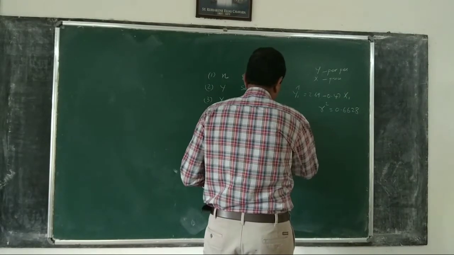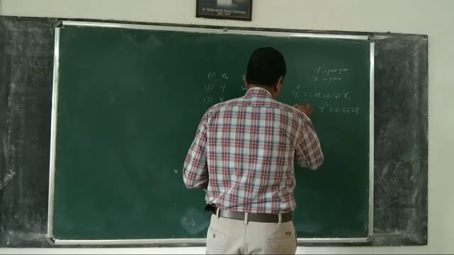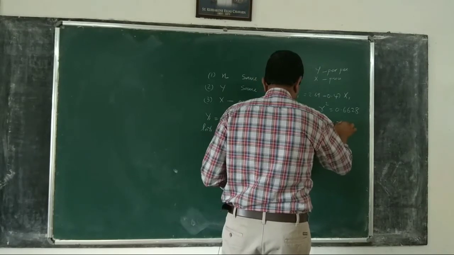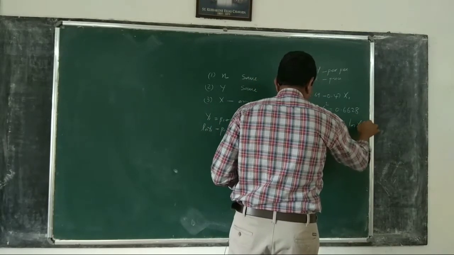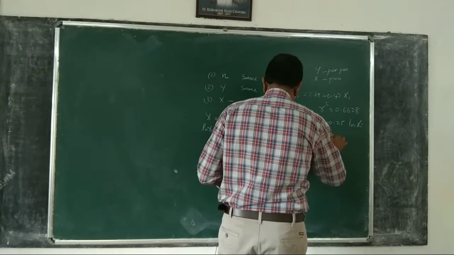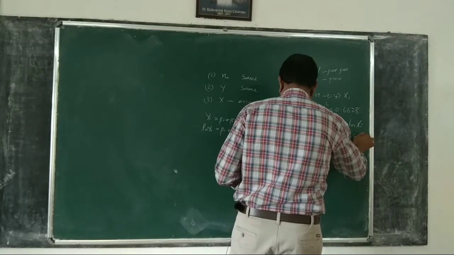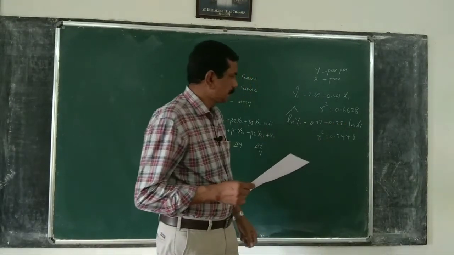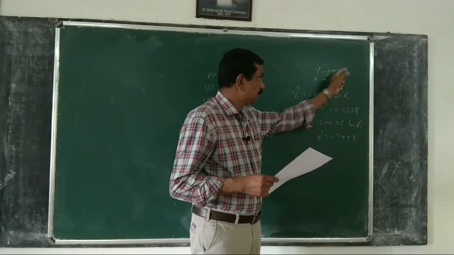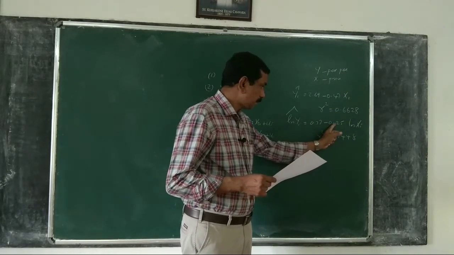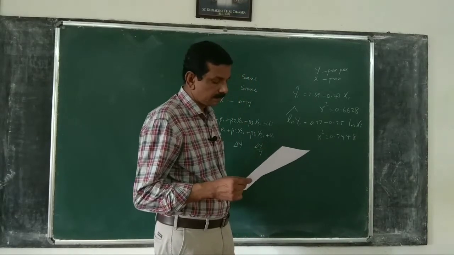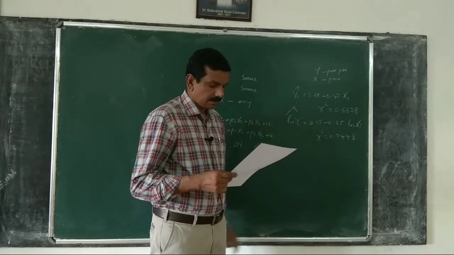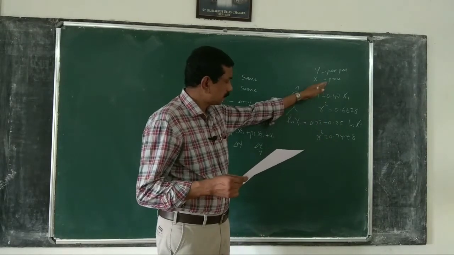Now suppose that I convert this into ln Y. ln Yi is equal to 0.77 minus 0.25 ln Xi, and R square is 0.7448. Now the interpretation is, if there is a 1% increase in the price of coffee, there is a 0.25% decrease in the consumption of coffee.